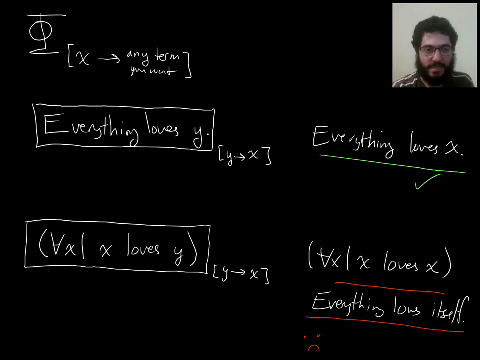Part of the issue is that it does not even matter what quantified variable I use here. I mean, I could have used, instead of x, I could have used maybe p.